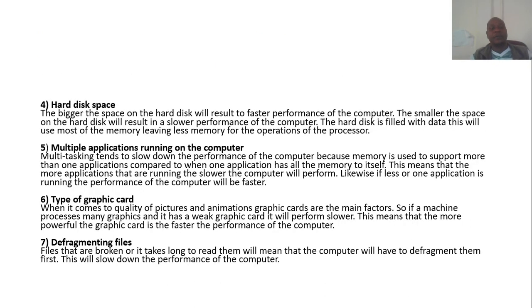There are other factors like hard disk space, multiple applications running, type of graphic cards, defragmentation of files, and a whole lot of other factors you can think of. But the CPU speed, RAM size, and hard disk capacity are the key factors that determine the speed of a computer.